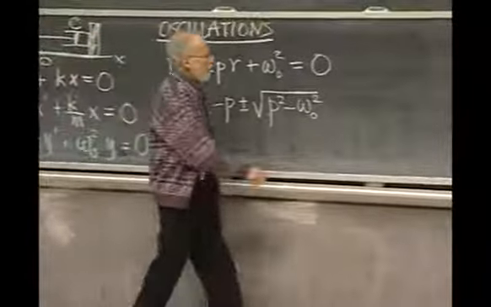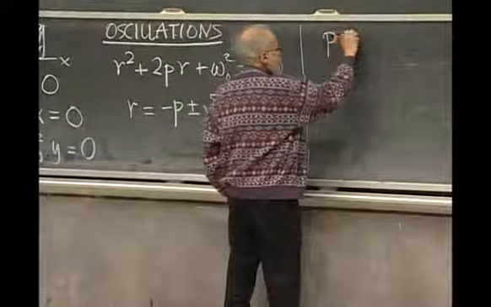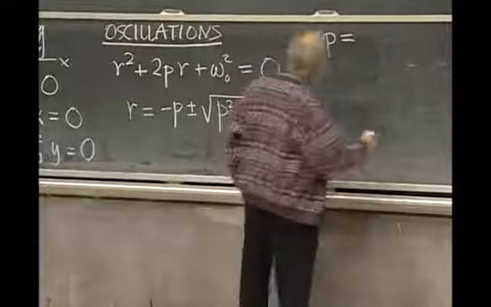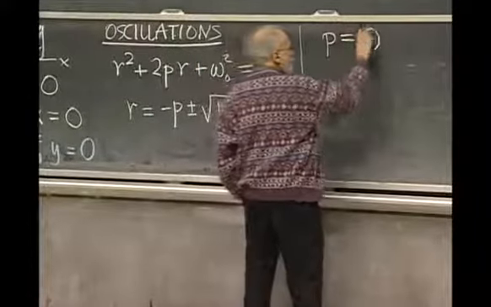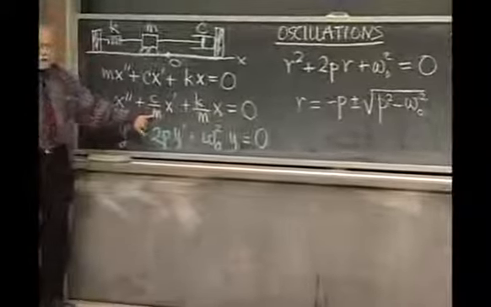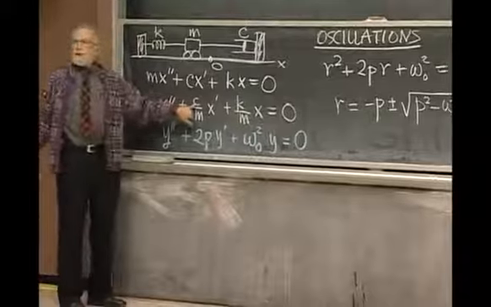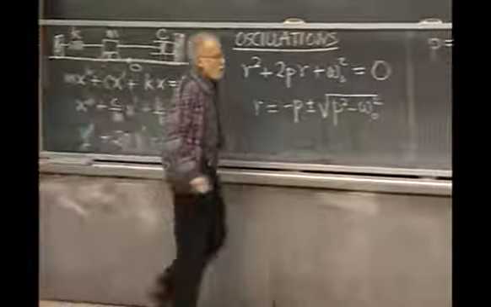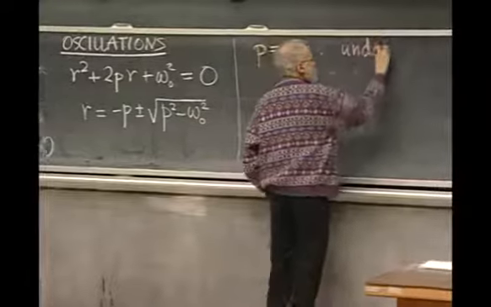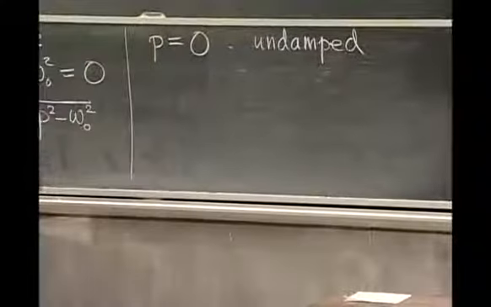Okay, now the first case is where p is equal to 0. This is going to explain immediately why I wrote that omega naught squared, as you probably already know from physics. If p is equal to 0, the mass isn't 0, otherwise nothing good would be happening here. It must be that the damping is 0. So p equal to 0 corresponds to undamped: there is no dashpot.